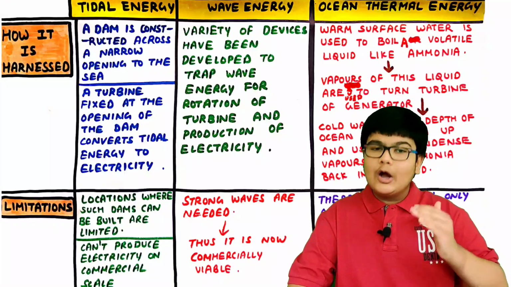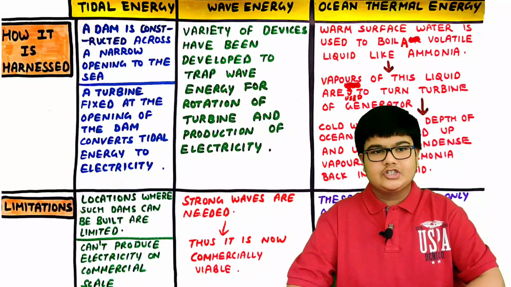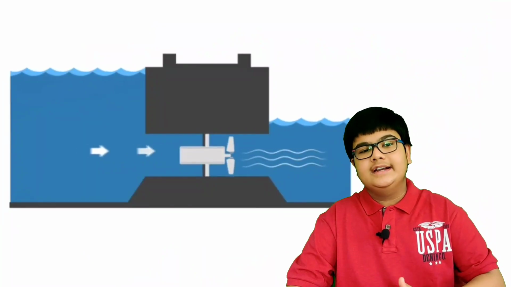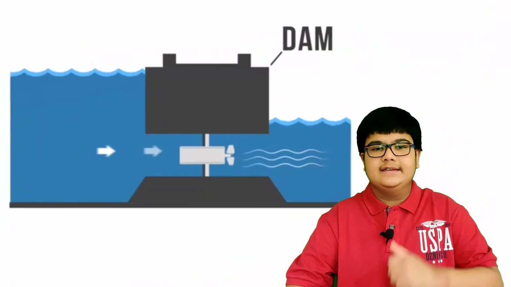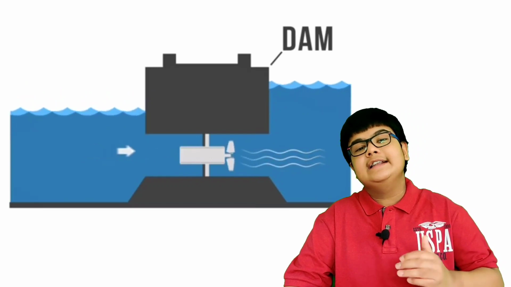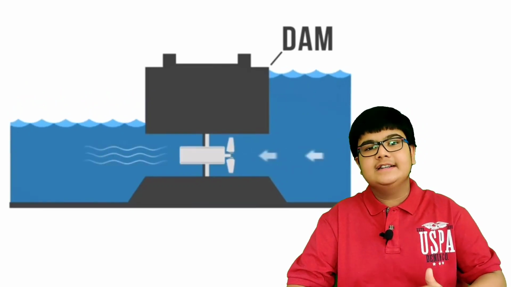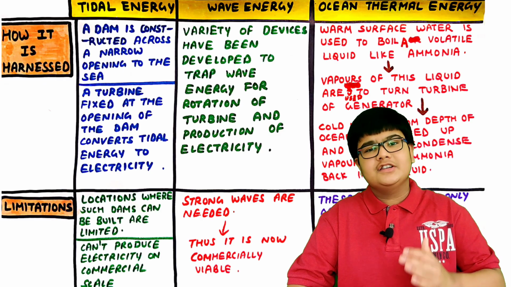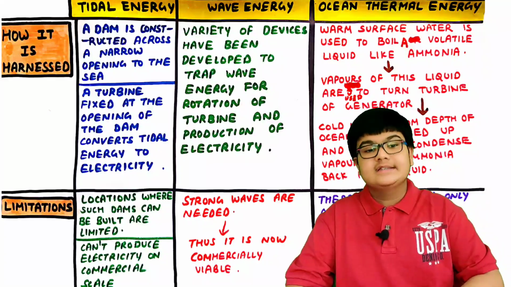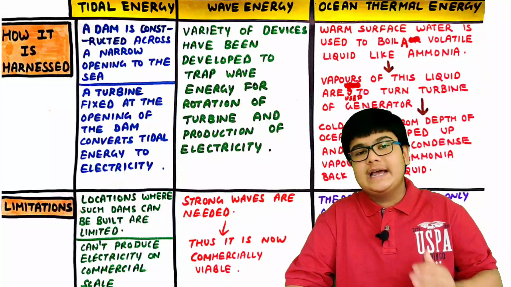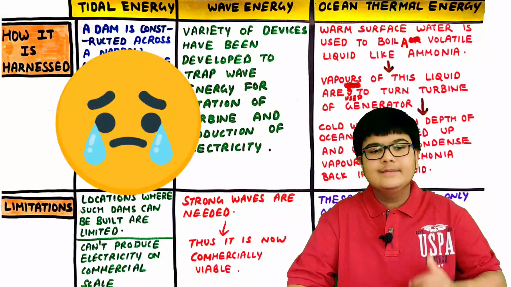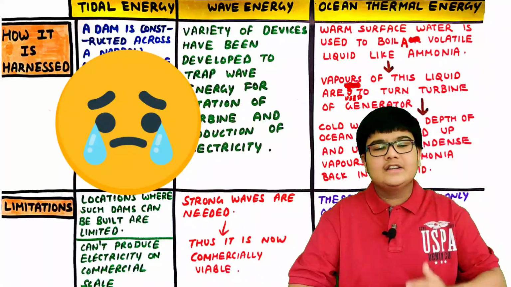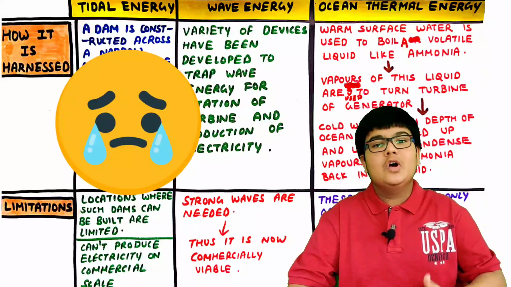Now let us see how tidal energy is harnessed. A dam is constructed across a narrow opening on the sea. A turbine fixed at the opening of the dam converts the tidal energy into electricity. But tidal energy also has many limitations, such as locations where such dams can be built are very limited, and tidal energy can't produce electricity on a commercial scale.